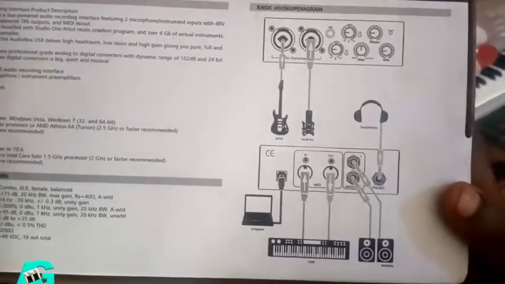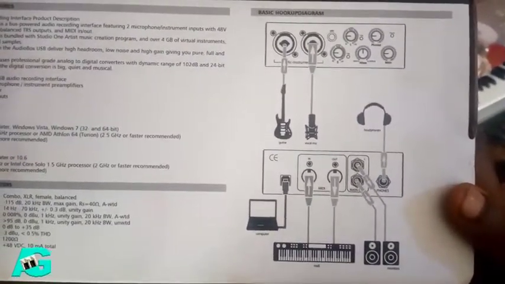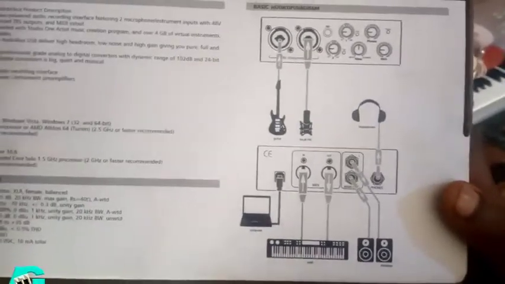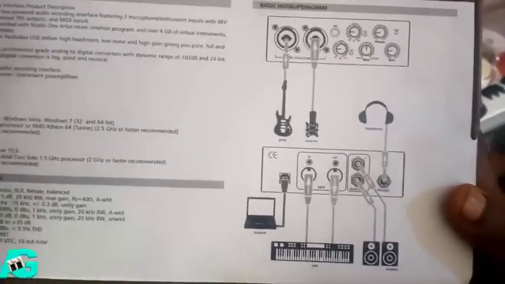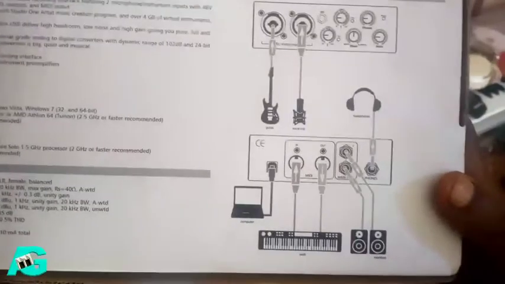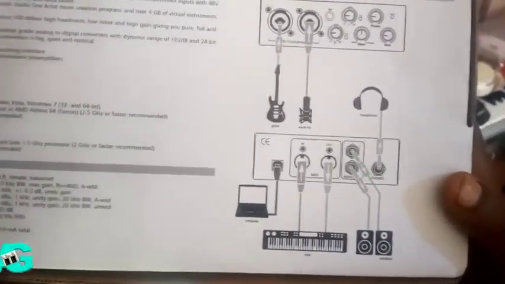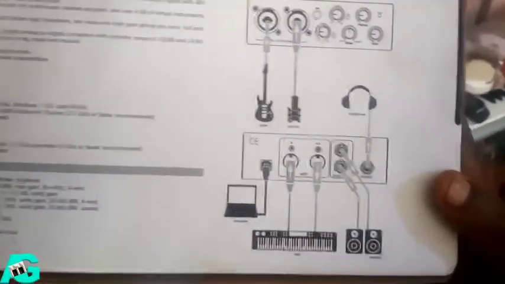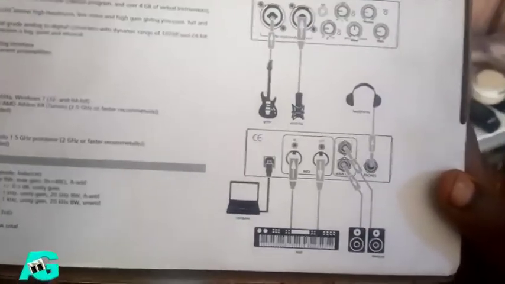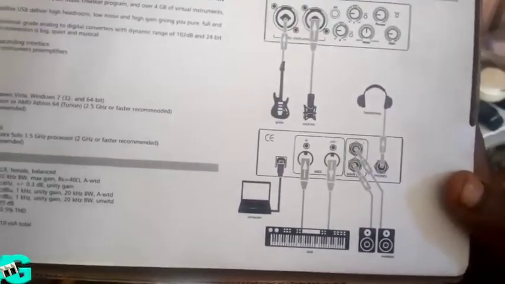Now a quick review of the sound card. This is it. This is how it is meant to be connected. As you can see, we can use our bass guitar microphone. That's two inputs. Then it has a port for headphone, then a port for monitor. It has MIDI input and a port to connect to the computer.